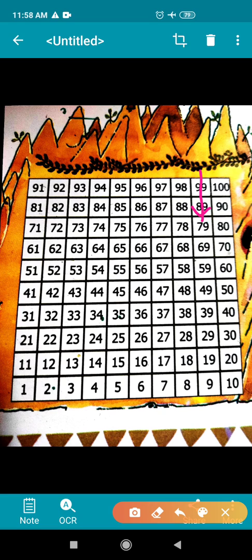Okay. Second, when you move down, means when you are coming from 99 to 89, you are subtracting 10. When you are moving 2 steps down, then subtract 20. When you move 3 steps down, then subtract 30. When you move 4 steps down, then you have to subtract 40.